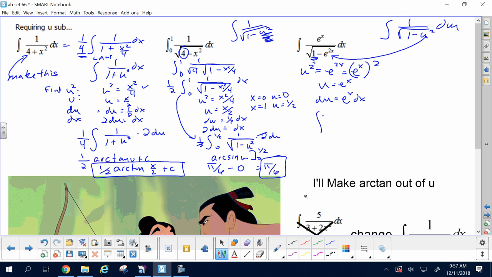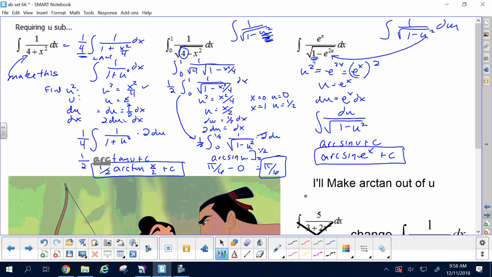Now with our substitution, the bottom, 1 minus e to the 2x, becomes 1 minus u squared. The top, e to the x dx, all gets replaced with du. That's wonderful. That's a clean antiderivative. What's the antiderivative? Arctangent or sine? Arcsine of u plus c, and do I sub back or not? Yes, I do. Arcsine of e to the x.